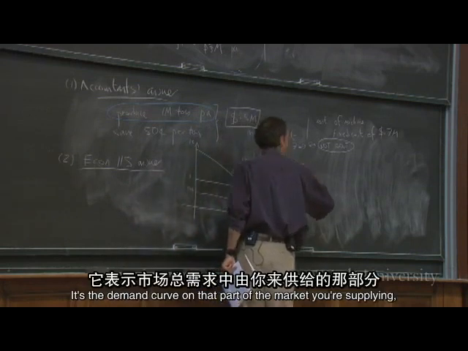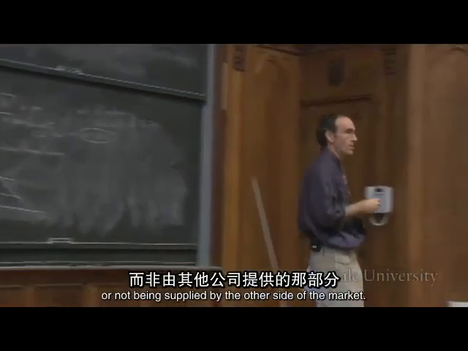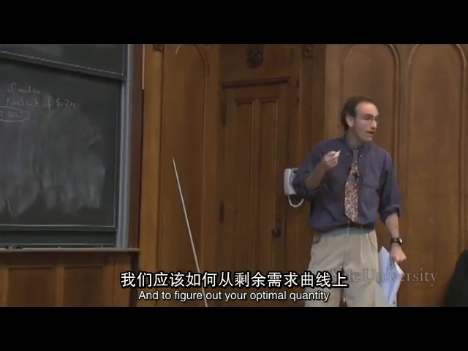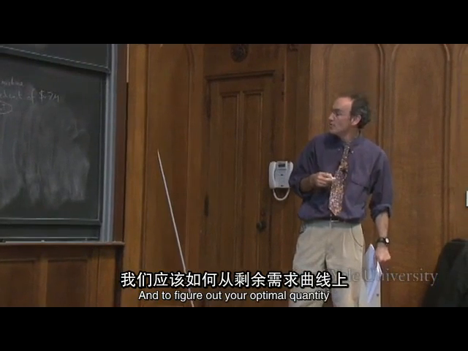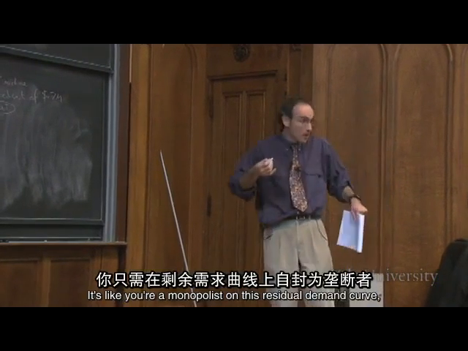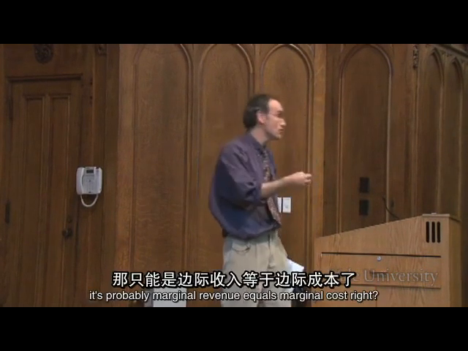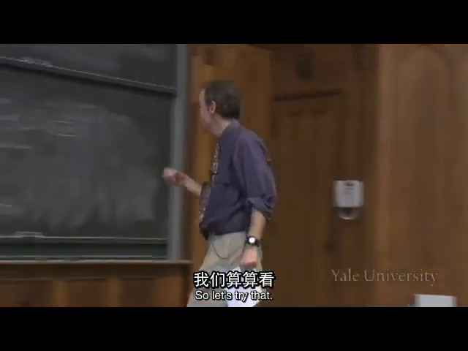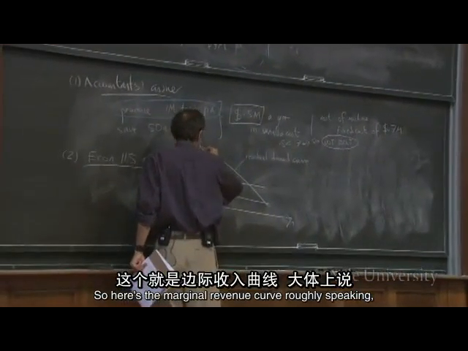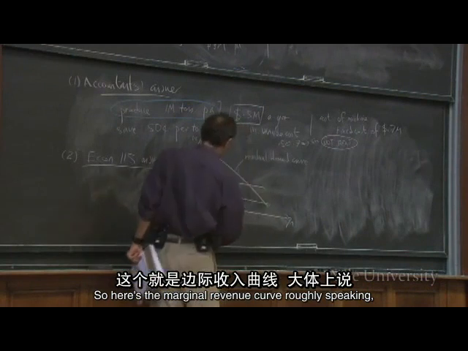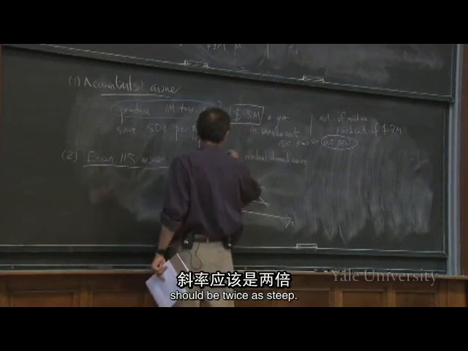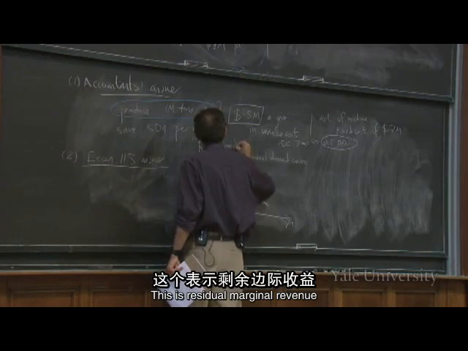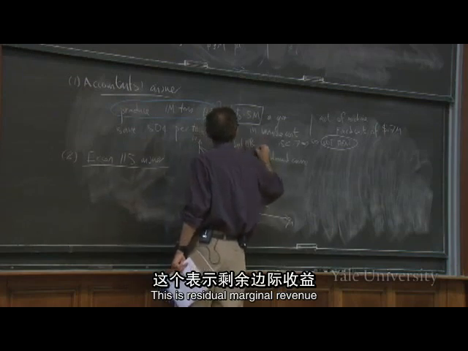It's the demand curve on that part of the market you're supplying, or not being supplied by the other side of the market. And to figure out your optimal quantity on your residual demand curve, it's like you're a monopolist on this residual demand curve, so you should set what? Yeah, if the answer isn't backward induction, it's probably marginal revenue equals marginal cost. So let's try that. So here's the marginal revenue curve. Roughly speaking, it should be twice as steep. This is residual marginal revenue.